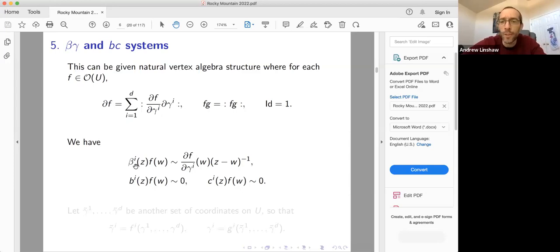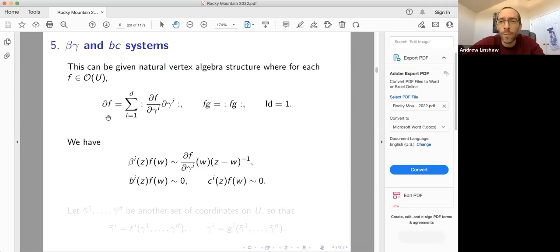So this beta, which was the vector field d/dxi, when it acts on a function, I have this OPE. It just acts by the derivative. B commutes with f because contraction of a vector field acts trivially on functions. And also c is a one form. This also commutes with the functions, or super commutes. Okay, so this is my OPE algebra in this larger object O of U.